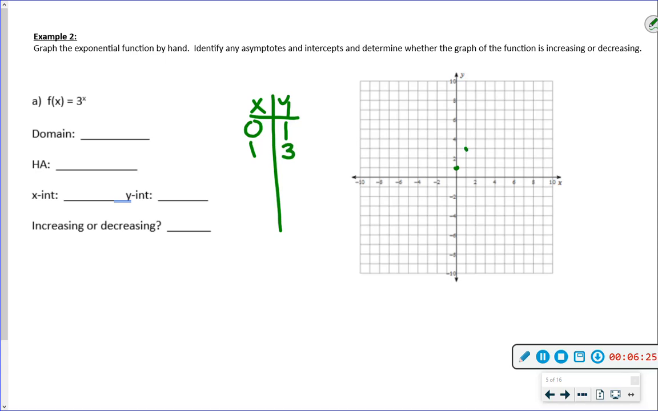I'm going to go to 3 squared, 9. I can still fit that on my graph grid. I'm going to probably stop for positive, because if I go to 3 cubed, what's 3 cubed? 27. I have that. Okay.